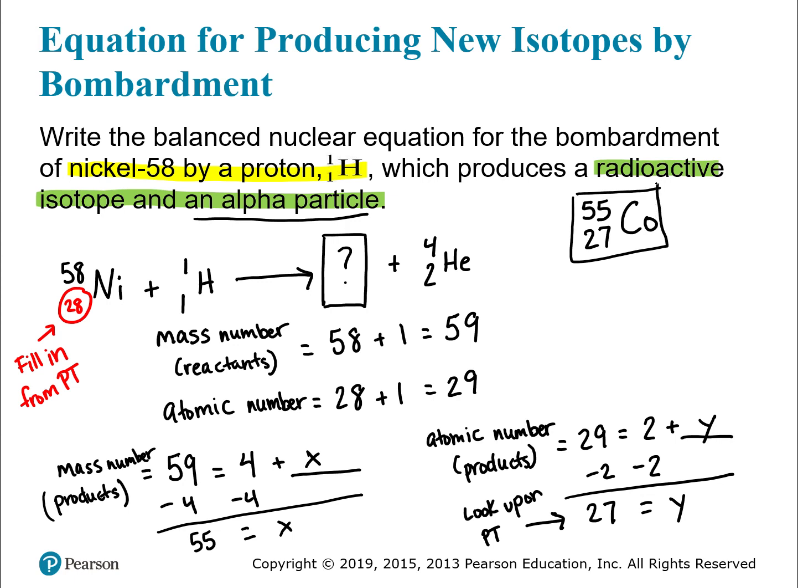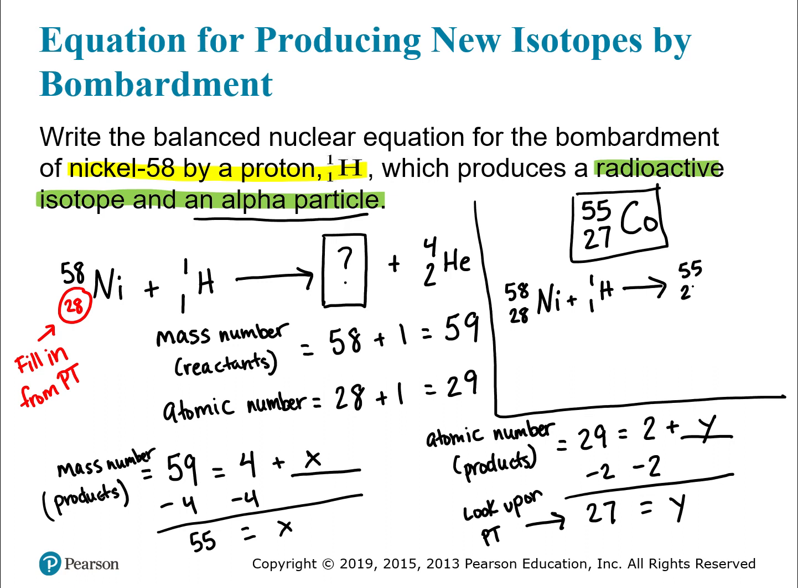So to write out our final answer, I'm going to block off some space here. The balanced nuclear equation is, we take our nickel, we bombard it with a proton, and we generate radioactive cobalt plus an alpha particle.